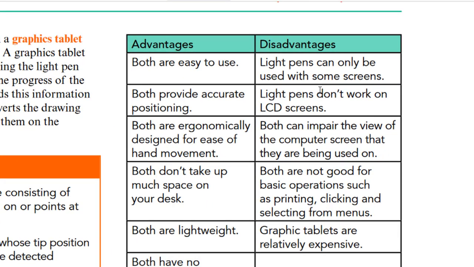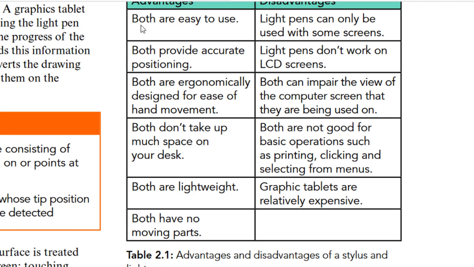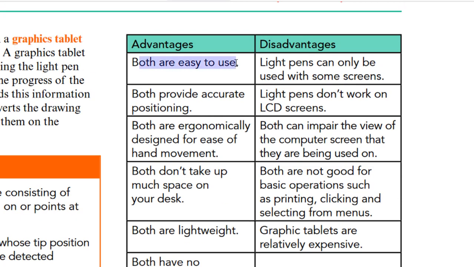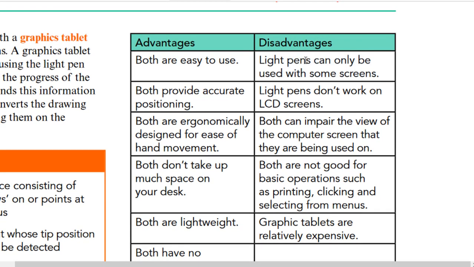Okay, advantages: both are easy to use, obviously. Light pens can only be used with some screens. Okay, so the light pen is not used with every device, as a stylus can. Both provide accurate positioning. Light pens don't work on LCD screens like the ones that we have nowadays. So the light pen doesn't work on LCD screens. Both are ergonomically designed for ease of hand movement.